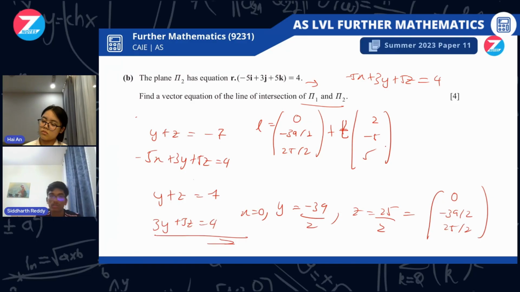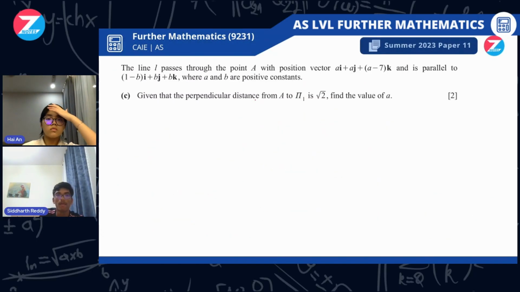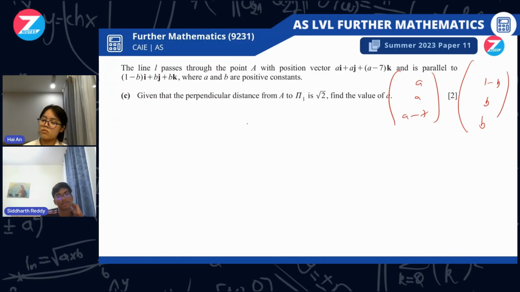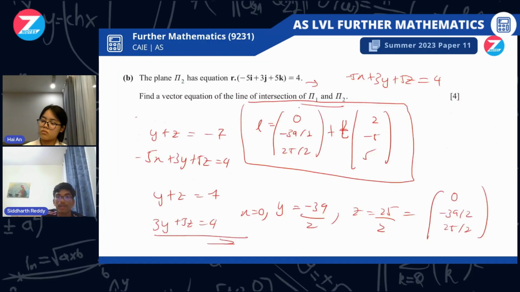Yeah, so that's the solution. Okay, the line L passes through the point A with position vector (0, a, a minus 7) and is parallel to (1, 0, minus b). Given that the perpendicular distance from A to pi 1 is root 2, find the value of a. So let's write down the equation of pi 1 again.